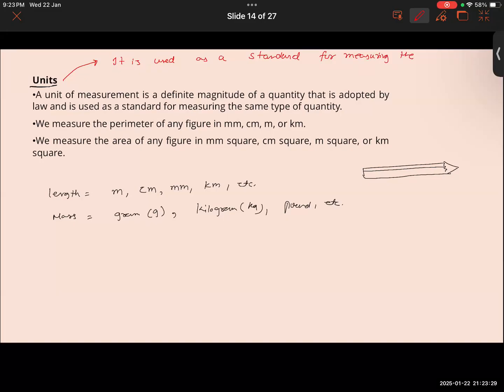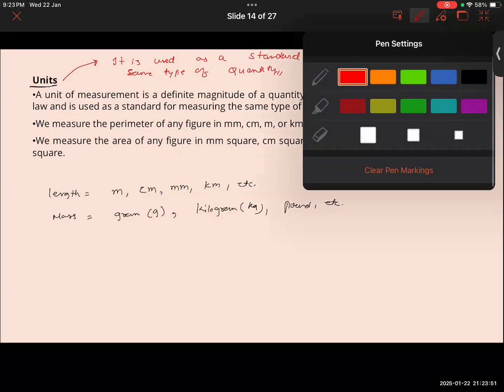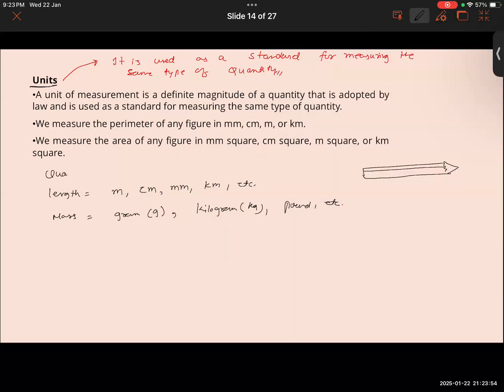the same type of quantity. Like length is a quantity, it can be measured in meter, centimeter, millimeter, kilometer, etc. Mass is a quantity, can be measured in gram, kilogram, etc. So that's the quantity, and these are some of the units. You only have to write down the definition first.